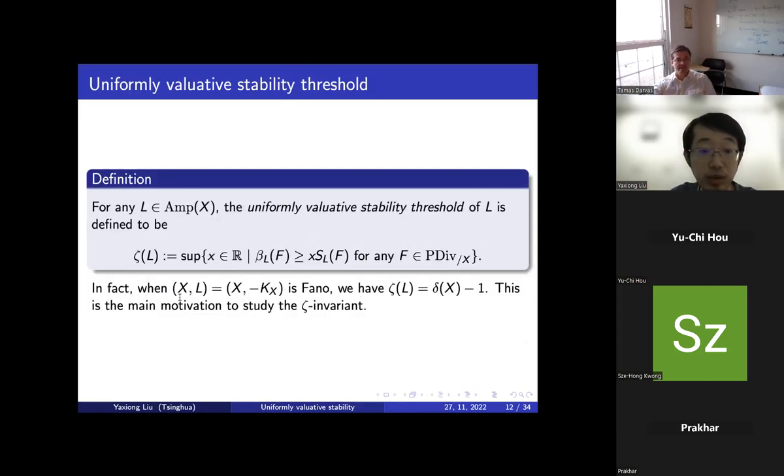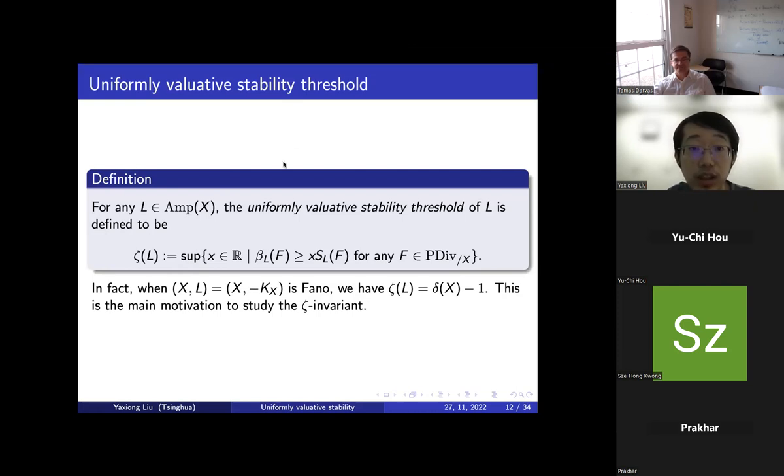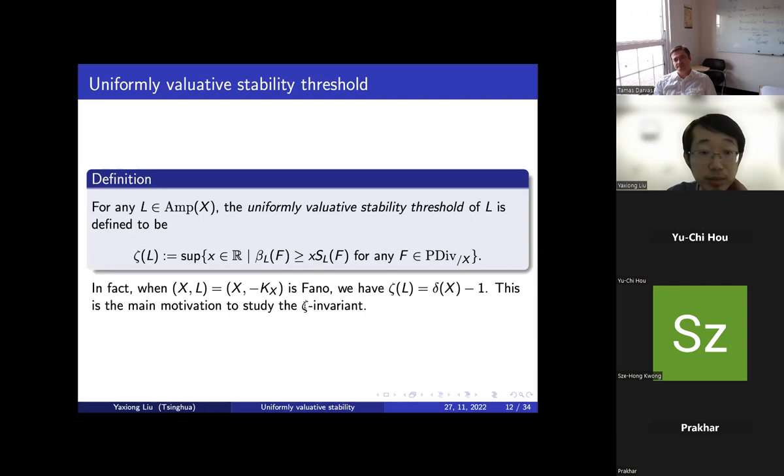So motivated by the... Can I have a quick question? Yeah. What's an integral test configuration? Oh, sorry. Integral test configuration means the central fiber is integral. It just has one component. I see. So it's not quite equivalent to K-stability, just some simplified version of K-stability. Yes. Okay. Thank you. Welcome.